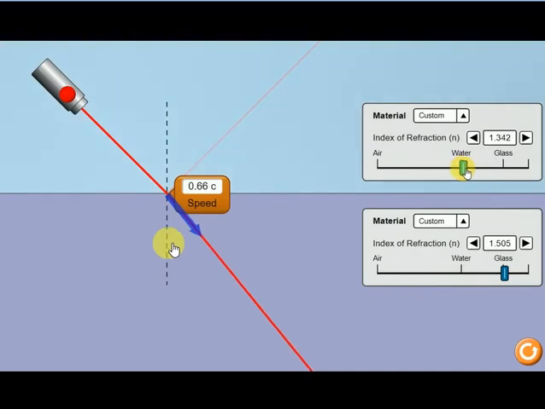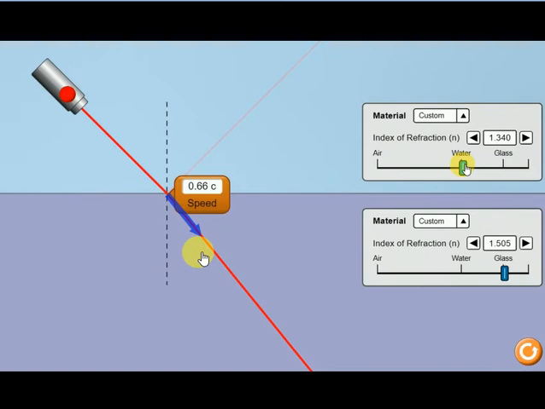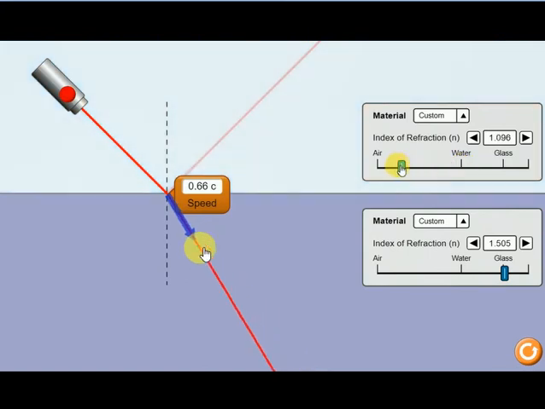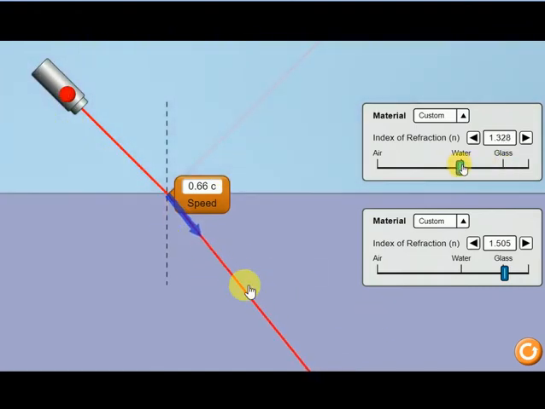Now, if I change the medium, the first medium right now is water, and the other medium is glass, you can see the refracted ray, the way it changes. Okay. Now, if I take the glass, you see glass, it was a straight line.